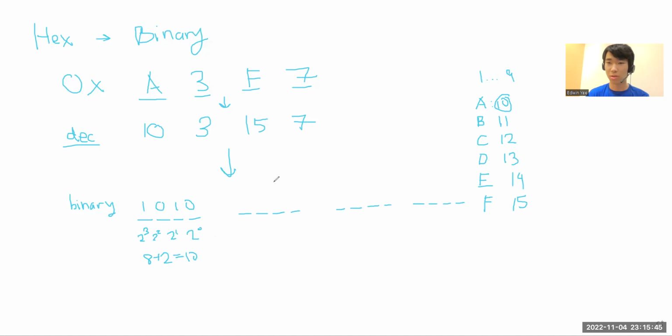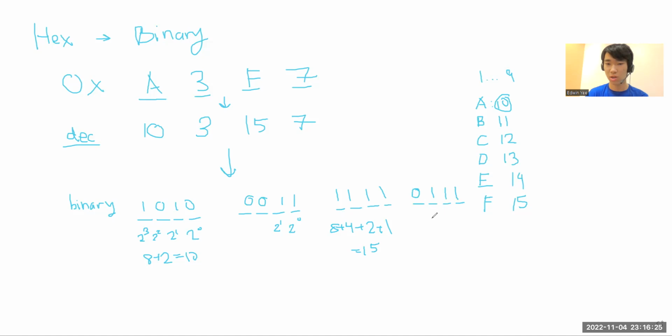And for 3, that would be 2 plus 1, something like this, since this one is 2 to the first, and this is 2 to the 0. Then 15 is actually a really cool one because it's all ones. This would be 8 plus 4 plus 2 plus 1, and that would be equal to 15. And finally, 7. 7 would be 4 plus 2 plus 1. So 4 here, 2, 1, and this would be 0.